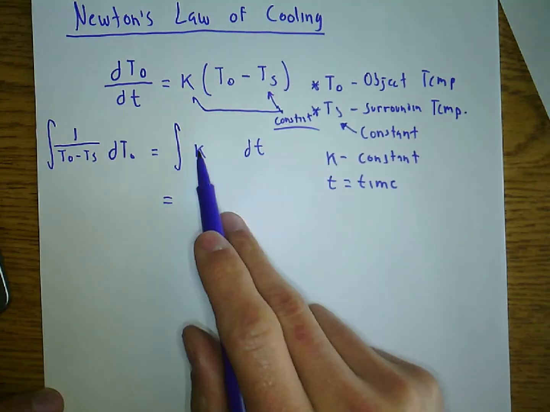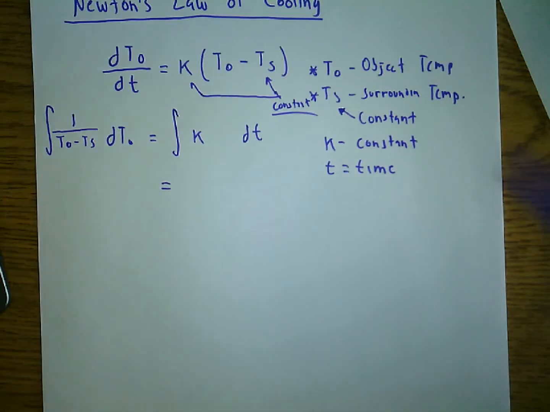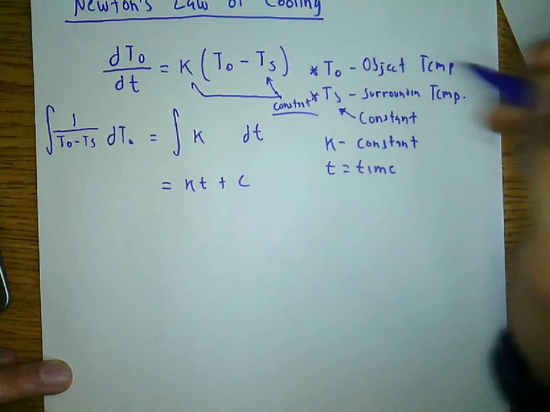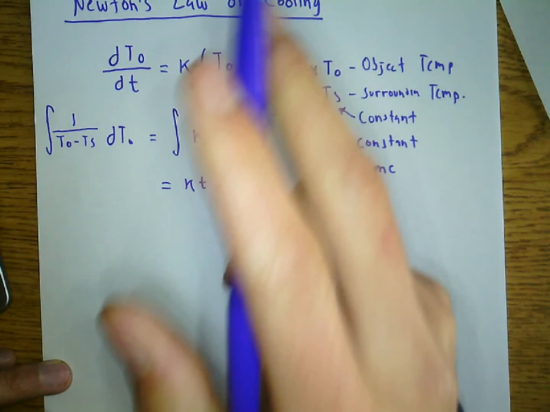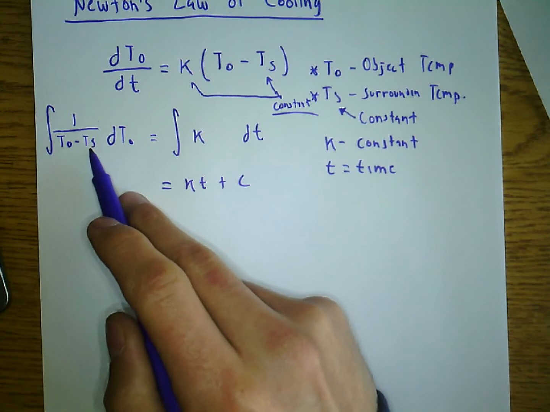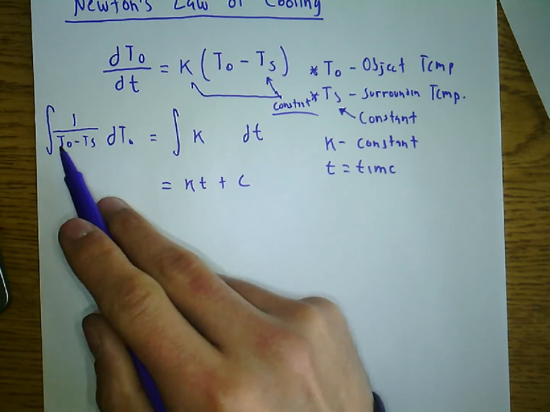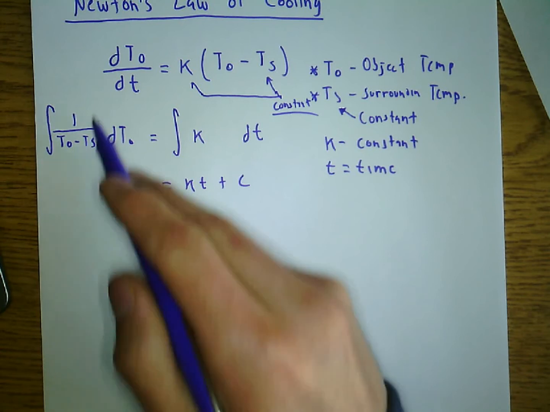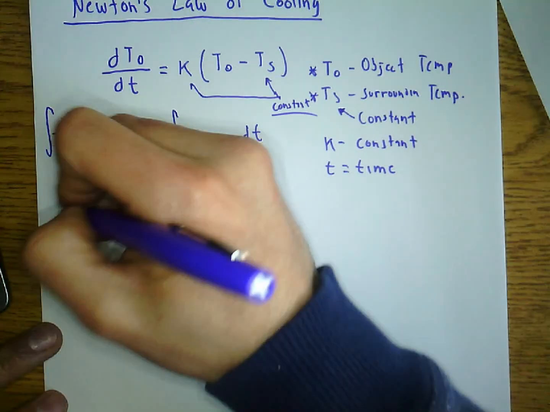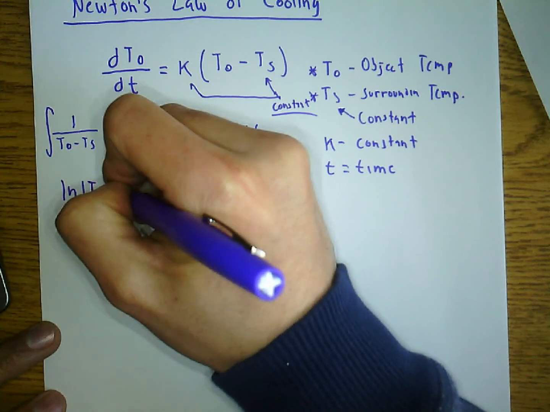Now this one, think about it. Again, my reminder to you is that the temperature of the surroundings is constant, so that's just a number. So this basically says T object minus a number. So what's the integral of that? It will be a natural log of the absolute value of T naught minus TS. Very good. Now, I want to solve this for T naught, or temperature of the object. So what do I do?